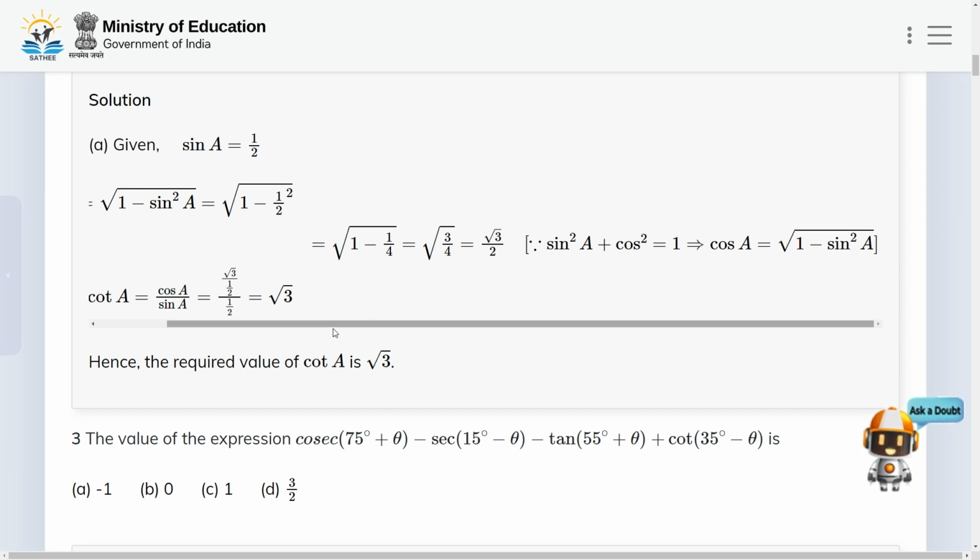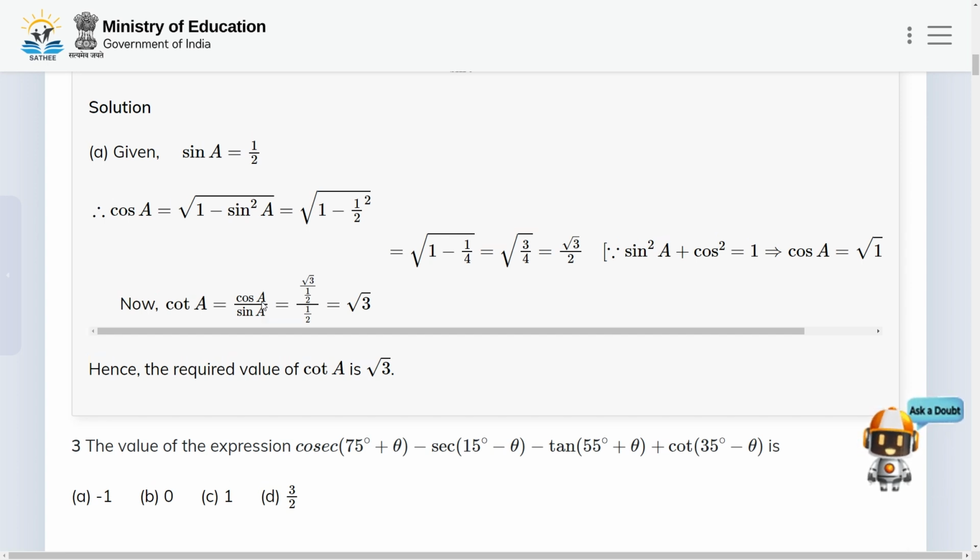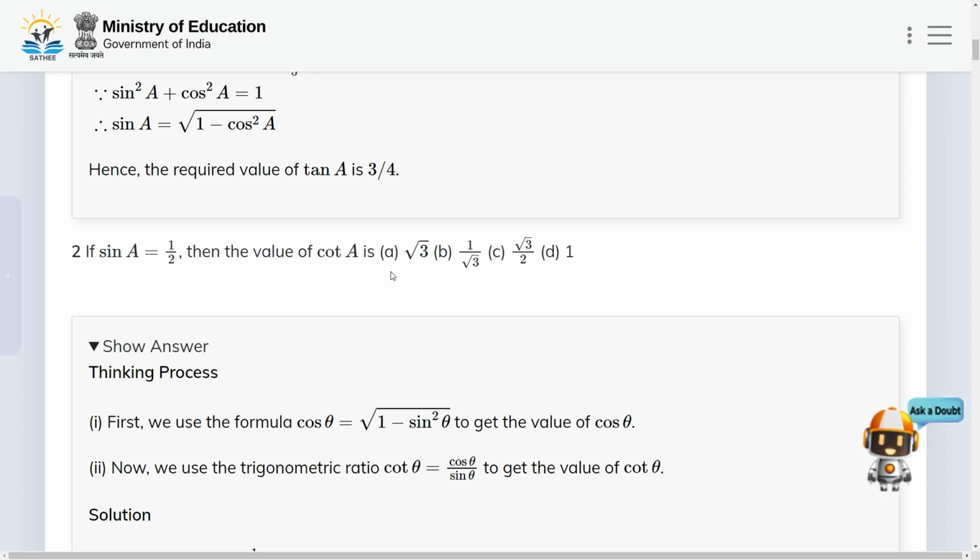And we know this formula for cot A: cot A is equal to cos A by sin A. Here we have the value of sin A as 1 by 2 and cos A equal to root 3 by 2. Substituting these values in this formula, we get root 3 by 2 divided by 1 by 2, which is equal to root 3. Hence the required value of cot A is root 3. Now you can check the options. In option A we have the value root 3, so the correct answer is option A.